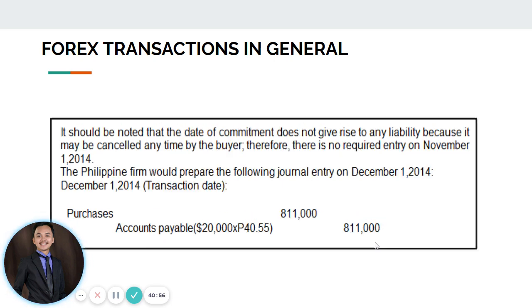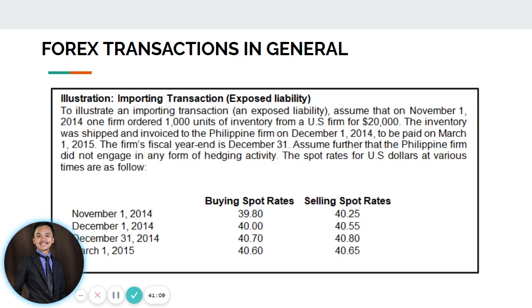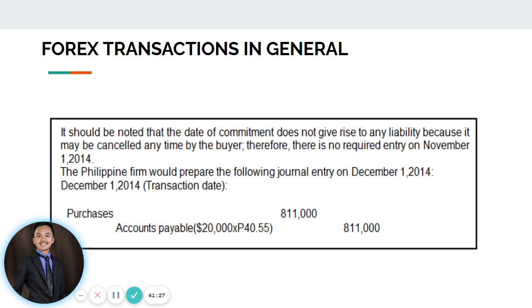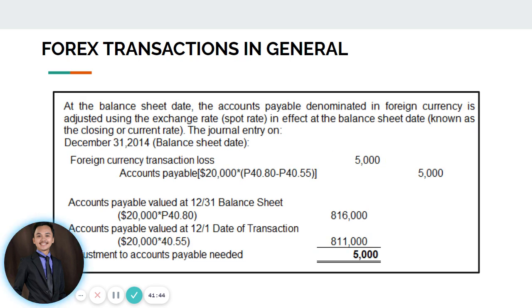Okay? But before that, let us prepare first the journal entry on the transaction date. Okay? So on the transaction date, guys, we have debit to purchases and credit to accounts payable. Alright? But our accounts payable is in dollars because we are paying this transaction in a foreign currency of US dollar 20,000. So that means we will be using the selling spot rate on December 1, which is 40.55. So that means we have 20,000 times 40.55. Our accounts payable on December 1, which is our transaction date, is 811,000. Okay? So debit purchases, 811,000. Credit to accounts payable also for 811,000.